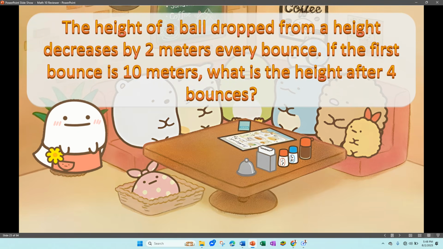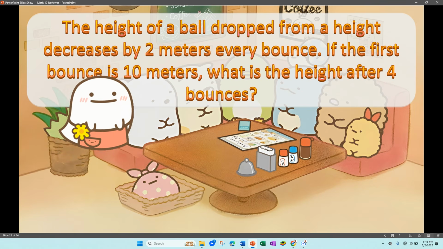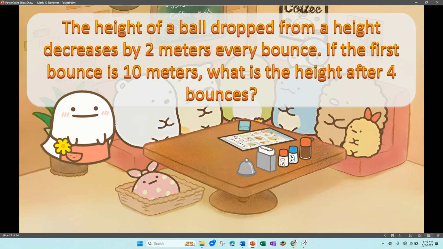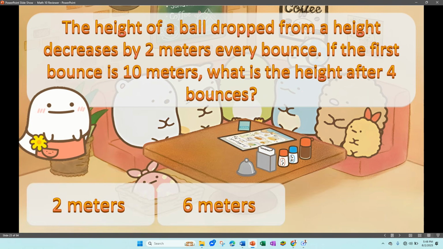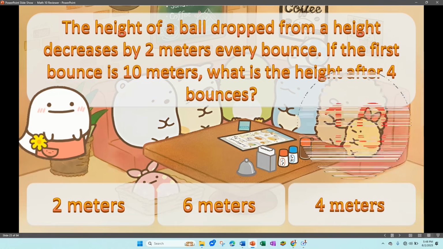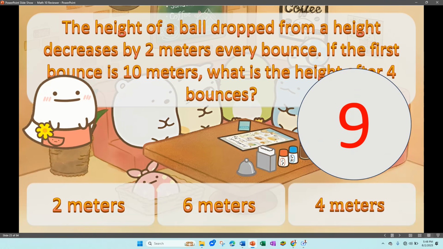The height of a ball dropped from a height increases by 2 meters every bounce. If the first bounce is 10 meters, what is the height after 4 bounces? 2 meters, 6 meters, or 4 meters? 10 seconds, go.